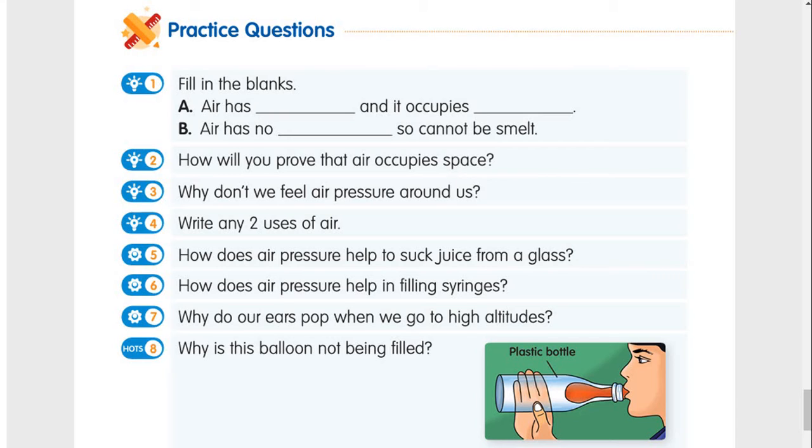Okay. Next question. How does air pressure help in filling syringes? In the topic, we saw about dropper, isn't it? Similarly, filling syringes also work as dropper. So, the answer is, when we use the syringe, we first blow out the air inside the syringe. This creates low pressure inside the syringe. The air from outside therefore pushes the liquid inside the syringe.